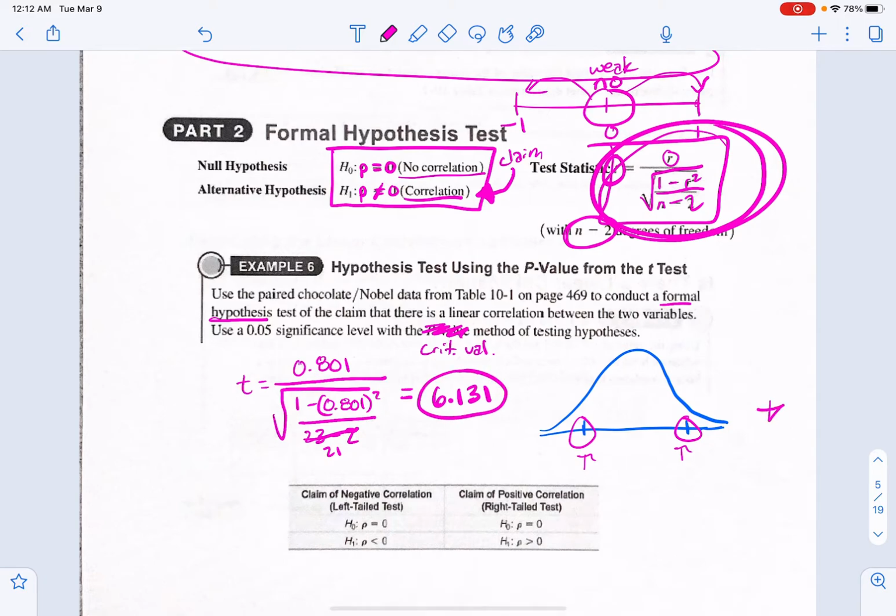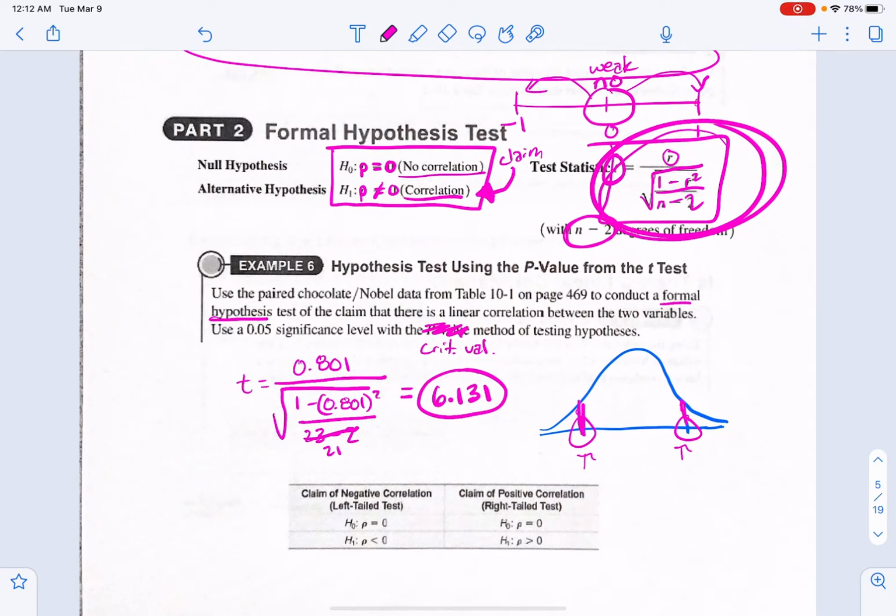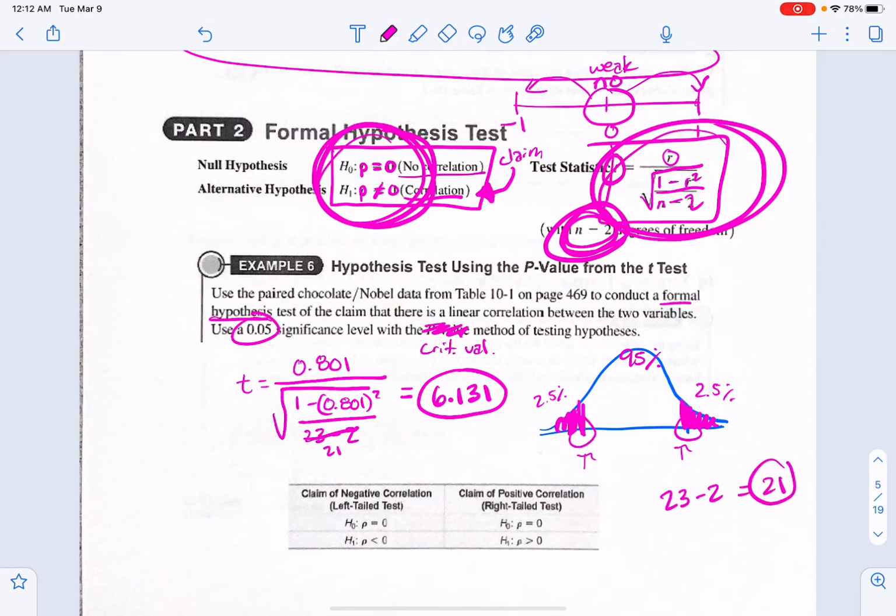I'm guessing we're going to be all the way out here on our chart. But let's figure out what these two cutoff mark values are. We do have two tails because it is an equal to, not equal to. And our significance level is 0.05, so that means we have 2.5 in each side, just like normal. Okay, 95% in the middle. And our degrees of freedom was n minus 2, remember that. So 23 minus 2 means I have 21 degrees of freedom.